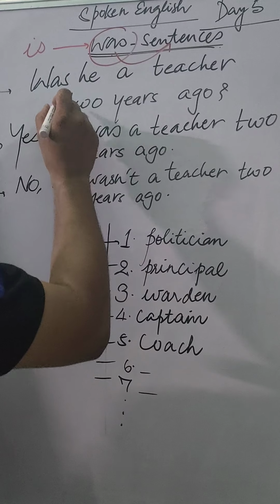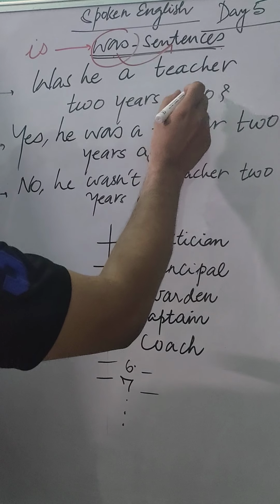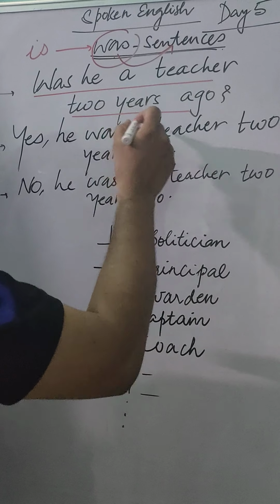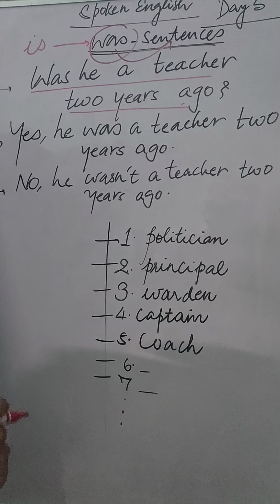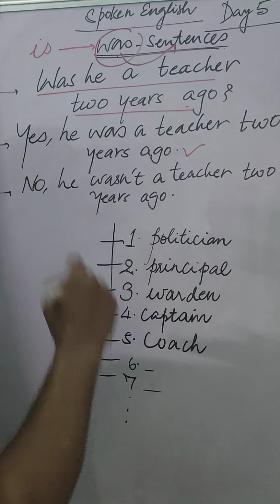We have the question sentence. Was he a teacher 2 years ago? Was he a teacher 2 years ago means क्या वह 2 साल पहले एक टीचर था? So 2 years ago means पहले. So क्या वह 2 साल पहले एक टीचर था? Answer is yes. He was a teacher 2 years ago. Yes, वो 2 साल पहले एक टीचर था.